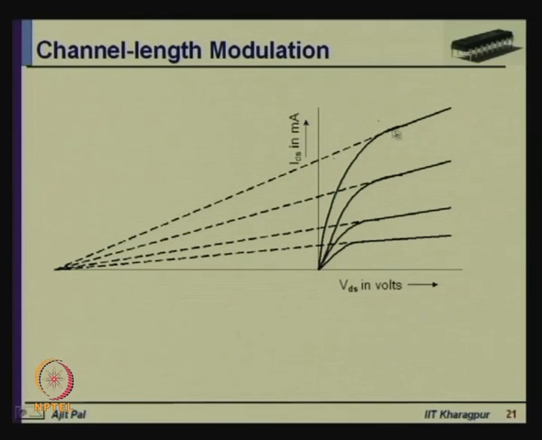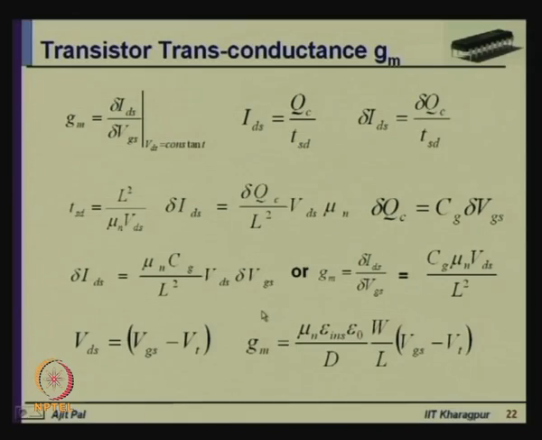This can be depicted pictorially with the help of this diagram. As you can see, in the saturation region, although I have drawn it in a little exaggerated form, the slope will not be so high, but you can see the drain current is varying even in the saturation region because of the channel length modulation effect. It is no longer parallel, and this is how the characteristic can be represented.